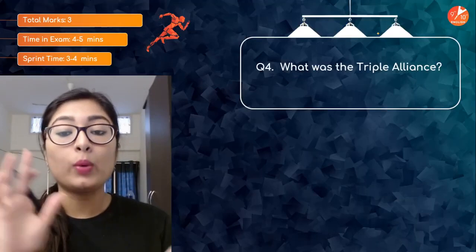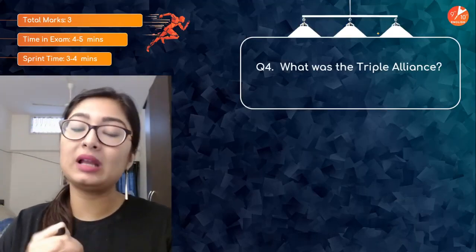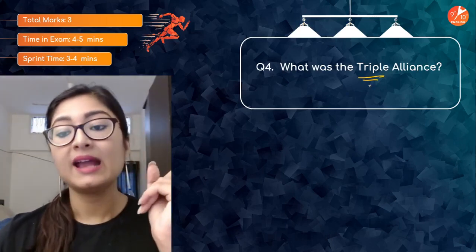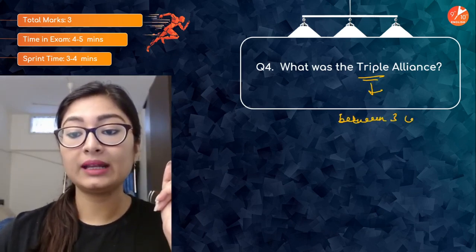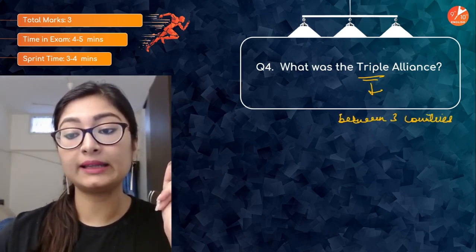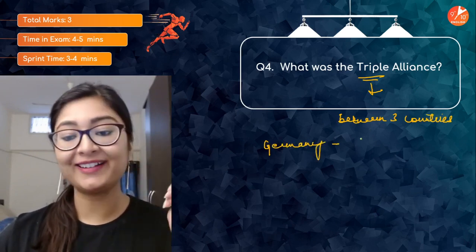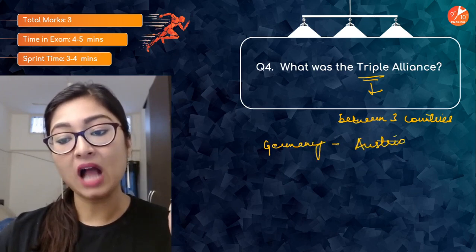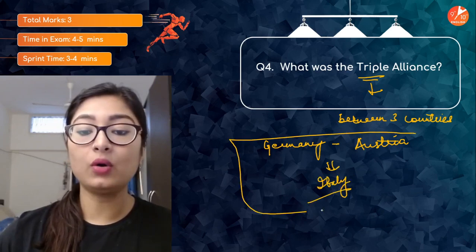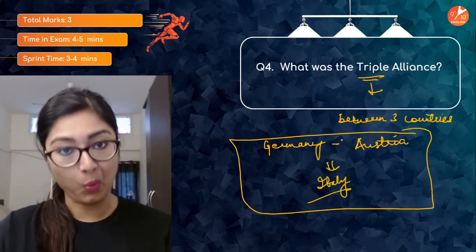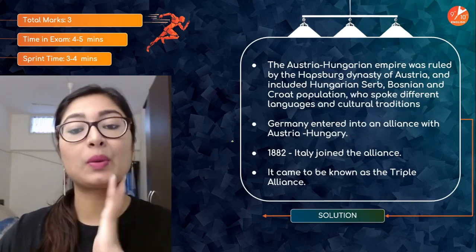Okay, now with this we move on to the next question. What was the Triple Alliance? As the name says, it's very clear that it was between three countries. Now, which three countries were they? It was, of course, Germany, Germany's old brother, Austria and Hungary, and it was further joined by Italy. And this trio actually tried to fight the war, which they terribly lost, but that is a different thing. That is what is known as the Triple Alliance.